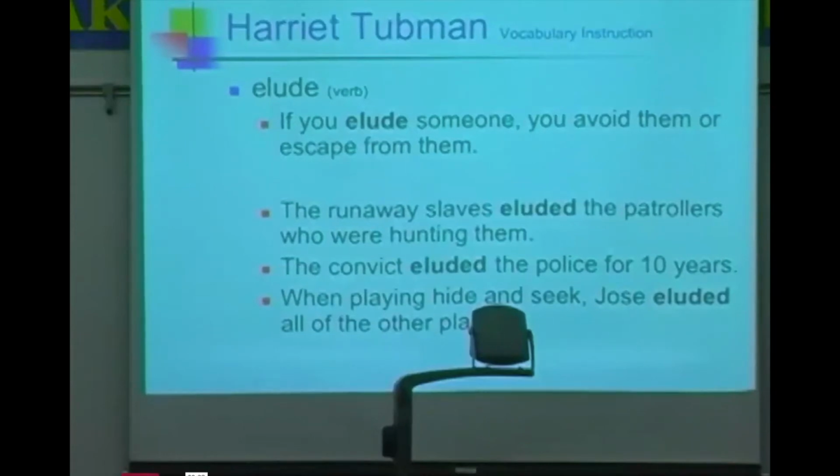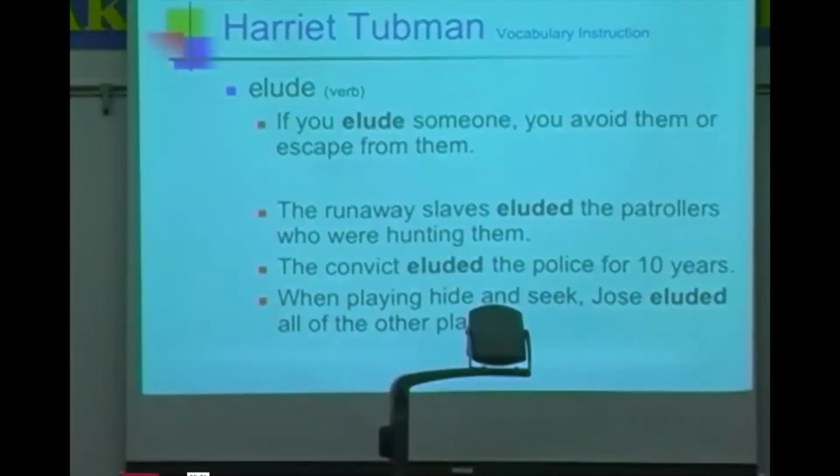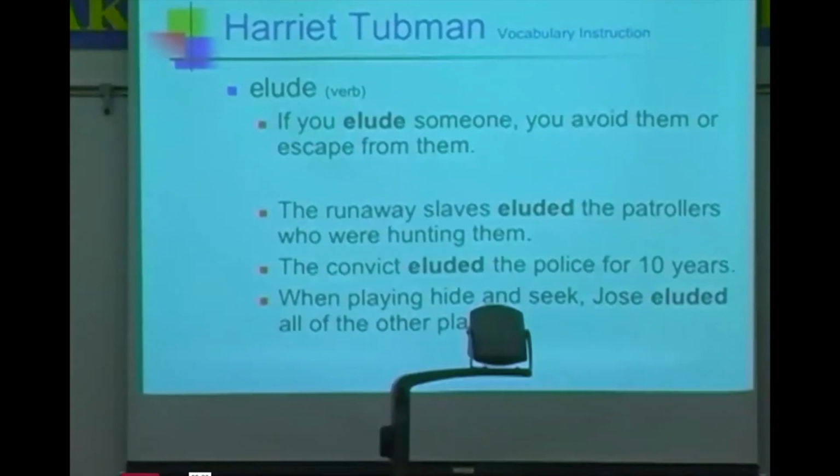Read the first example sentence and go. The runaway slaves eluded the patrol who were hunting them. Okay, and so they might hide somewhere, go into a barn, go into the woods, go in the back of a cart, but they want to avoid those patrollers that are hunting them down.